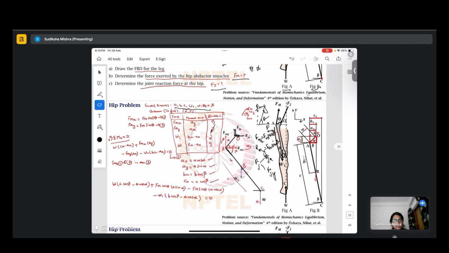The first thing to do is write the moments equation and figure out what exactly is the dependence of Fm on the other parameters. Because Fj is acting at the origin, at O, there will be no moment because of that. The other components will have a moment term in the moment equation.